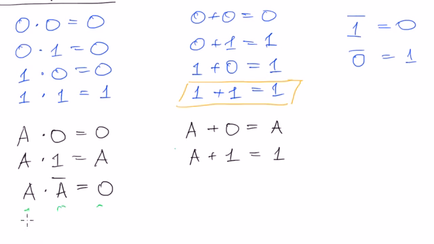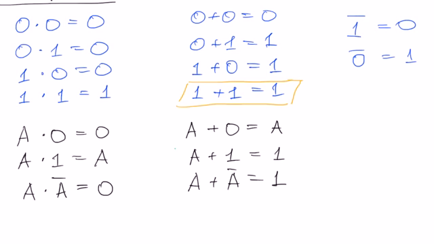Let's do that also with addition. Let's say a plus a negated. If a equals 1, then a negated will equal 0, then the result will be 1. Then if a equals 0, then a negated will be 1, then it will still be 1. That's how we can say that a plus a negated will always equal 1.